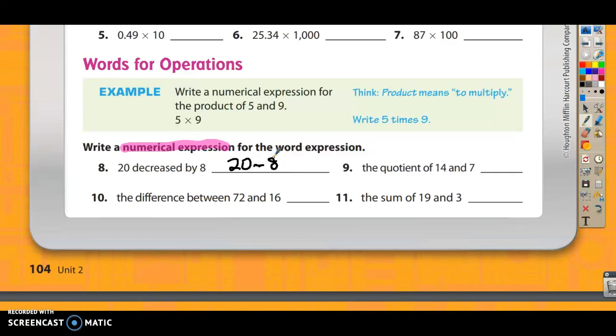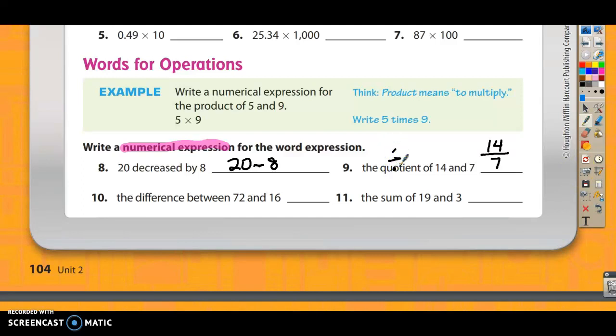Number 9 says the quotient of 14 and 7. There's 2 different ways to write this. You could write 14 divided by 7 using a division sign, or you could write it as a fraction. 14 over 7 is the better answer. It's more algebraic. Quotient means divide. I'm going to put a division sign right here.